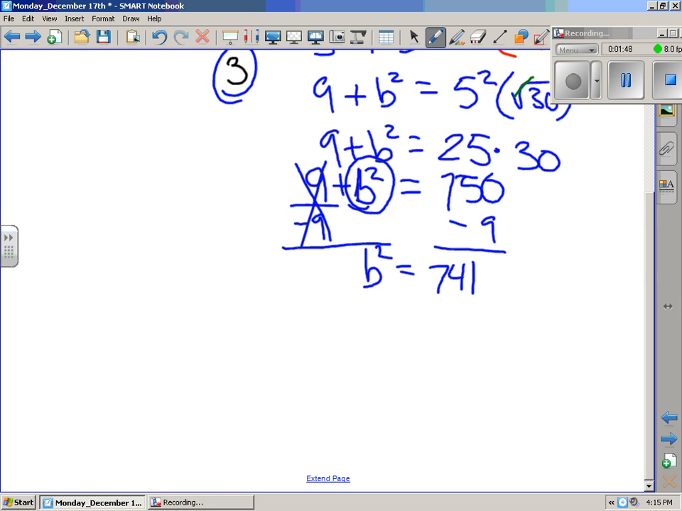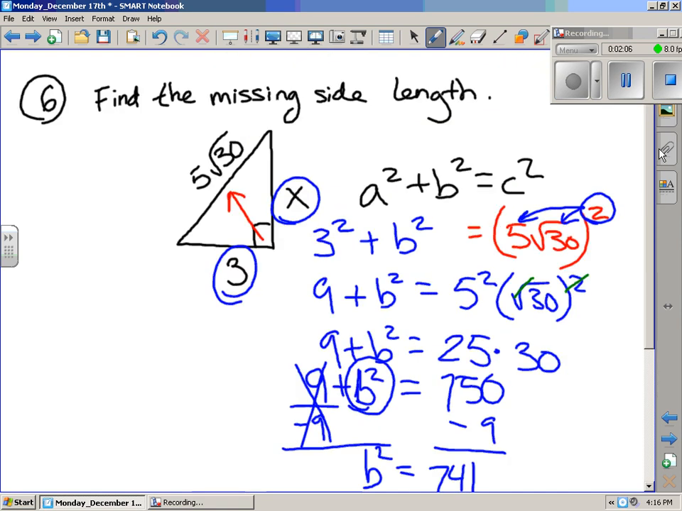And then we can go ahead and take the square root of 741. And that gives you a total of 27.22, etc. So b is approximately 27.2. So up here, x equals approximately 27.2.